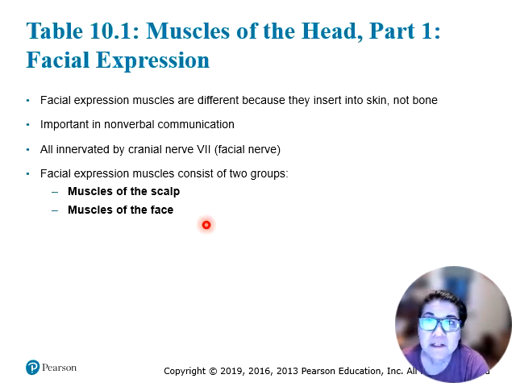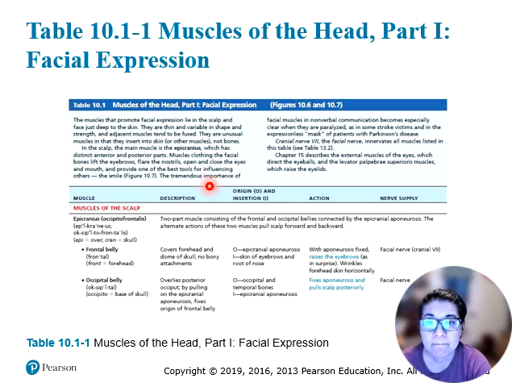Okay. We're going to start with the face, with the head, like we did with the skull. There's a facial nerve called cranial nerve 7, and that's what controls your face muscles. And there's two groups. There's muscles of the scalp and muscles of the face. Okay, so here's a table that you can use. I think I'll go to the pictures though and point those out. So use these tables.